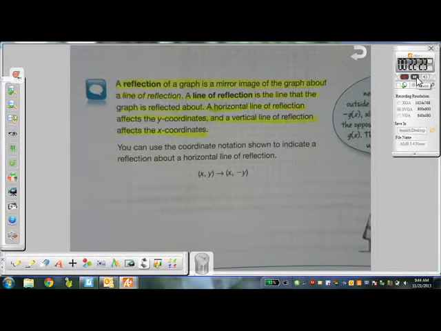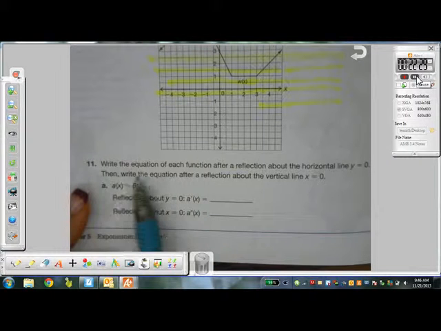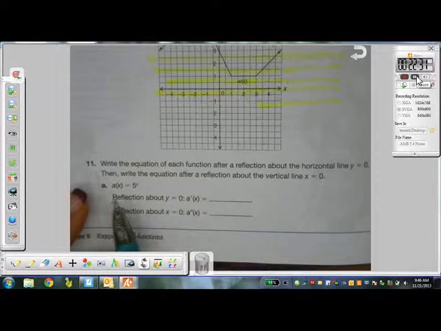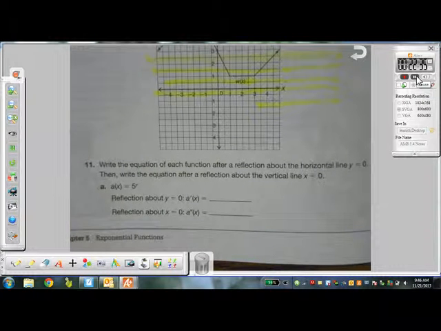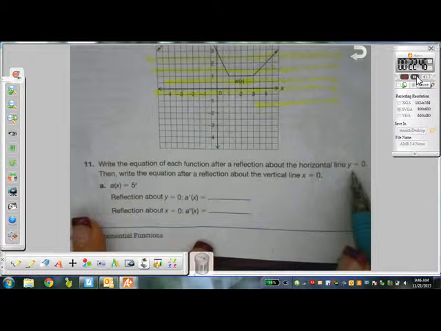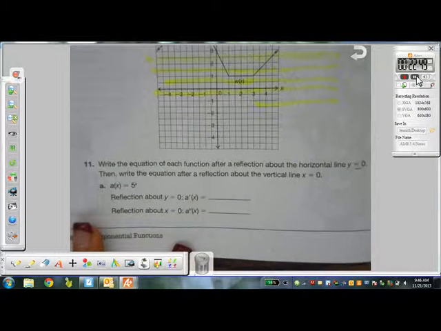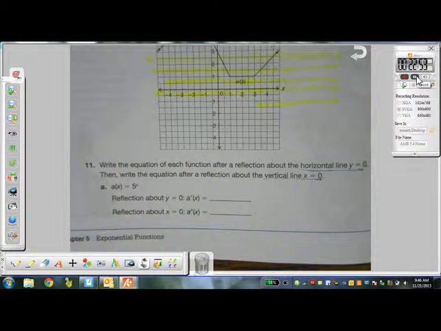Okay, guys, so let's get down to number 11. I'm going to give you the basic function and tell you how I want you to reflect it, and then we are going to rewrite the equation. So same idea as what we've done with translations, but now we're doing it with reflections, okay? So we're just reflecting about the horizontal line y equals 0, and then we're going to do the vertical line x equals 0. So it's just about the axes. That's all we're really worried about at this point.